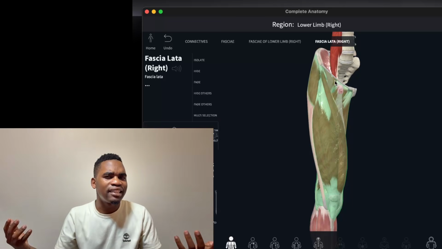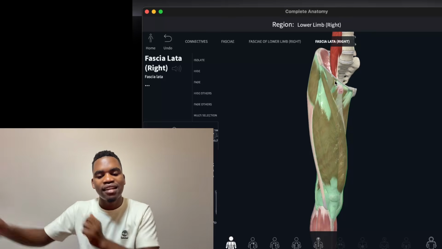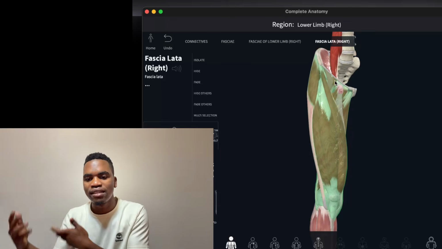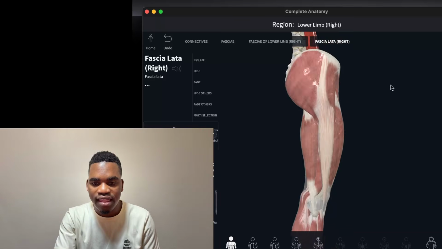Remember the latissimus dorsi? We said it is the widest muscle, lattice meaning wide. So this is also called lata, meaning wide fascia, because it encircles all the muscles of the thigh.